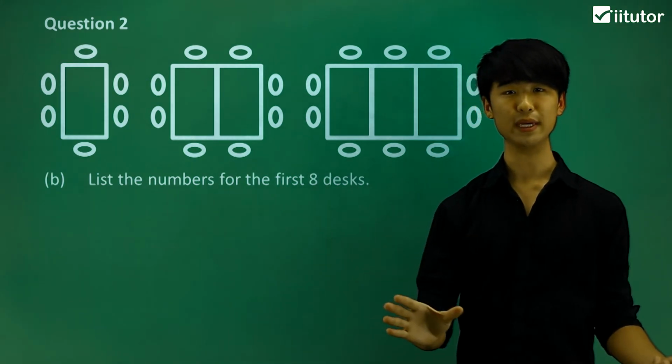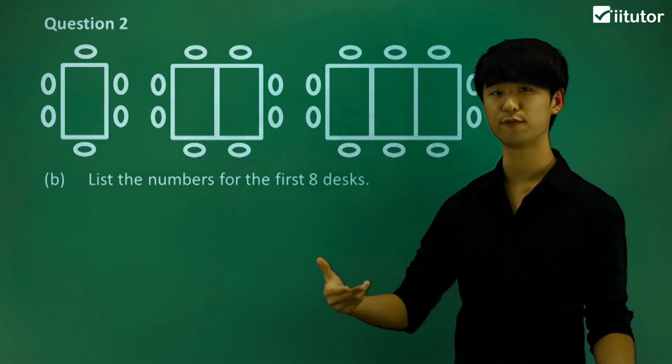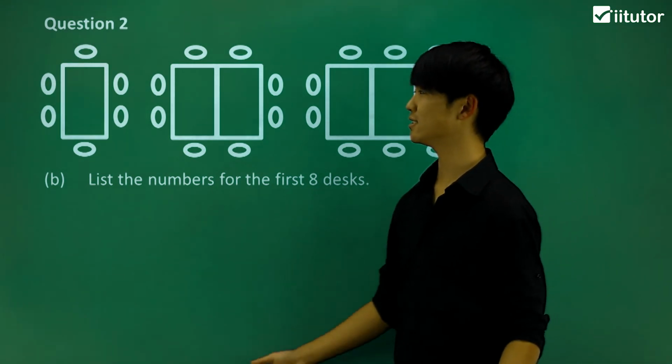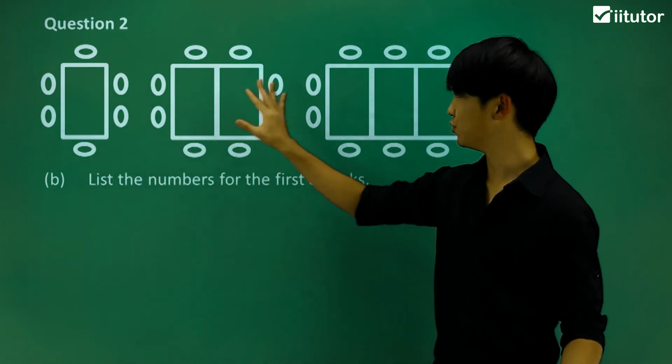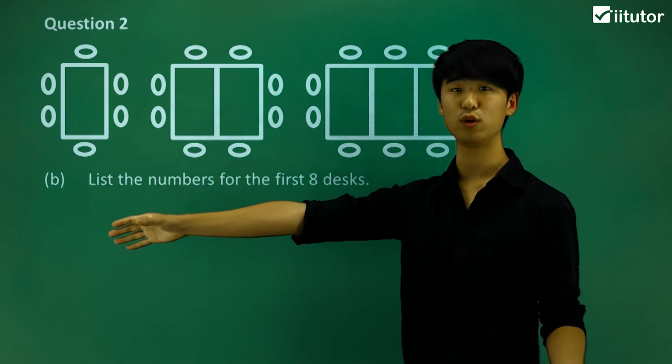Now moving on to number B, list the numbers for the first 8 desks. So what that is saying is this is desk number 1, 2, 3, 4, and up to 8 desks. How many students are there on each desk is what we're saying.